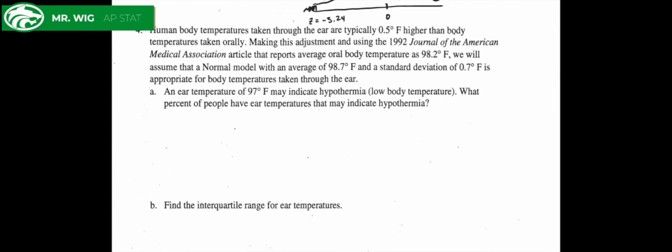Here we have a question about body temperature, about thermometers. It's giving you an ear temperature, ear thermometer, right? It's one of those infrared thermometers. The question is, an ear temperature of 97 degrees may indicate hypothermia, low body temperature. What % of people have ear temperatures that may indicate hypothermia?